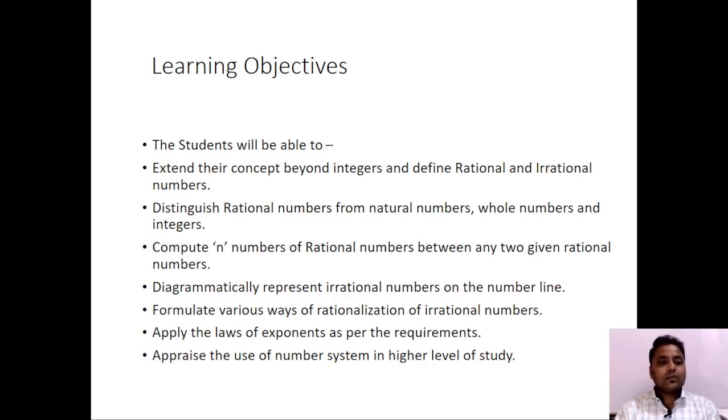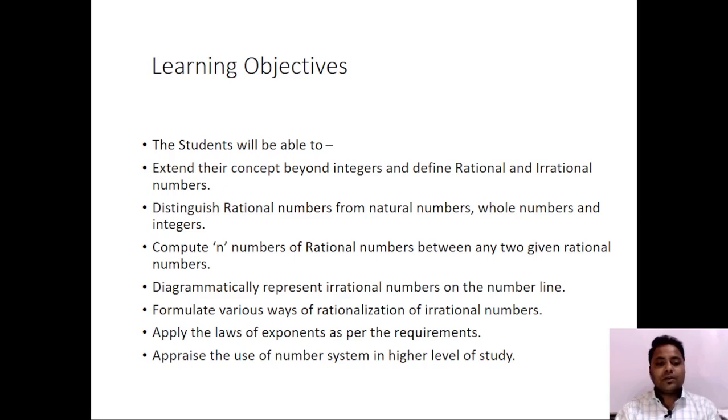The first is that, extend their concept beyond integers and define rational and irrational numbers. Distinguish rational numbers from natural numbers, whole numbers and the integers. Compute n numbers of rational numbers between any two given rational numbers.